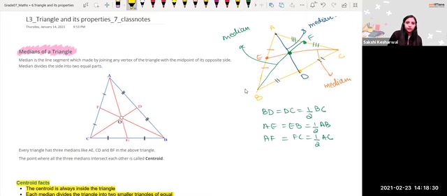Let's see the definition. It says that over here, the median is a line segment joining any vertex of a triangle with the midpoint of the opposite side. It is not necessary that it is going to be perpendicular. It is just the line that joins with the opposite side. And what is the important point over here? Median divides a triangle into 2 equal parts.